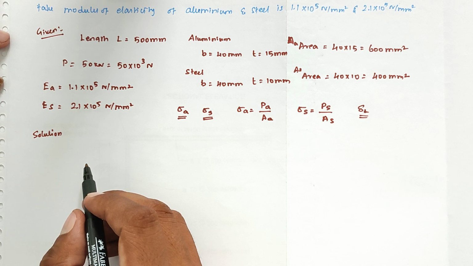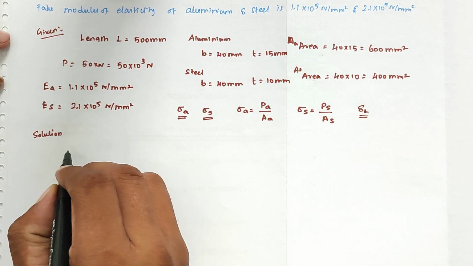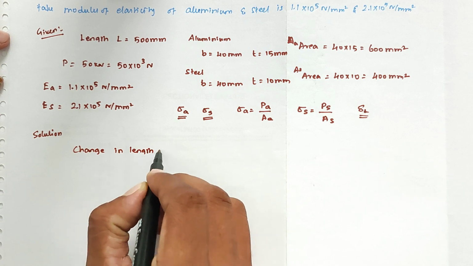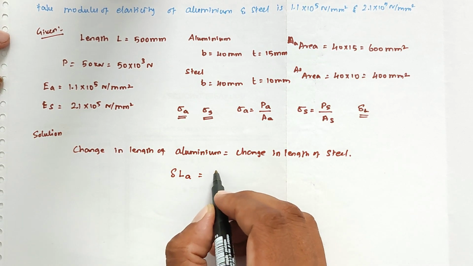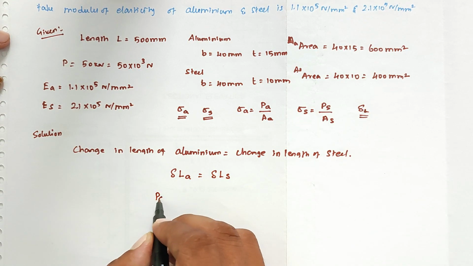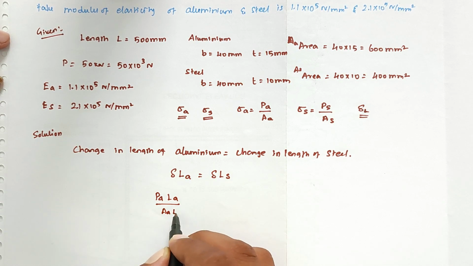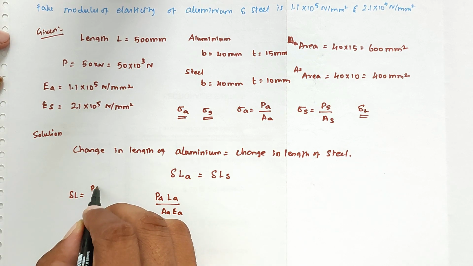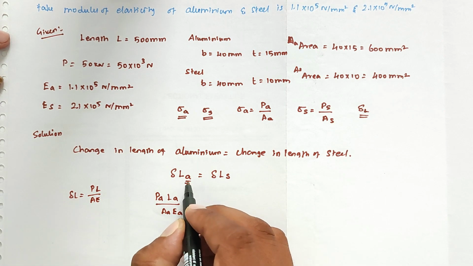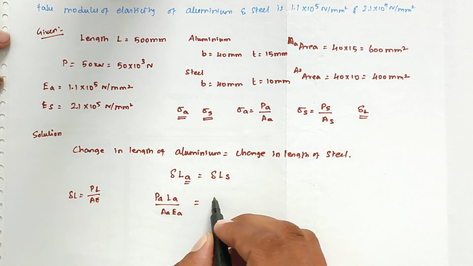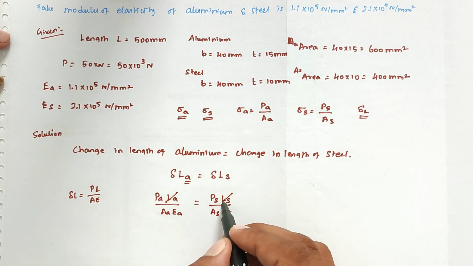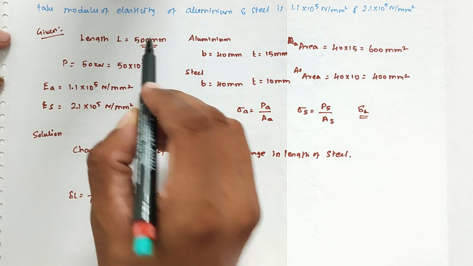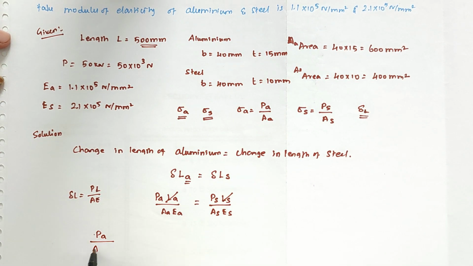We know that the change in length of aluminium equals the change in length of steel, since it is a composite material. So del L A equals del L S. The formula for change in length is PL divided by AE. For aluminium, PA, LA, EA and AA; likewise for steel, PS, LS, AS and ES. Since LA and LS are the same, 500 mm, they cancel. So PA divided by AA into EA equals PS divided by AS into ES.